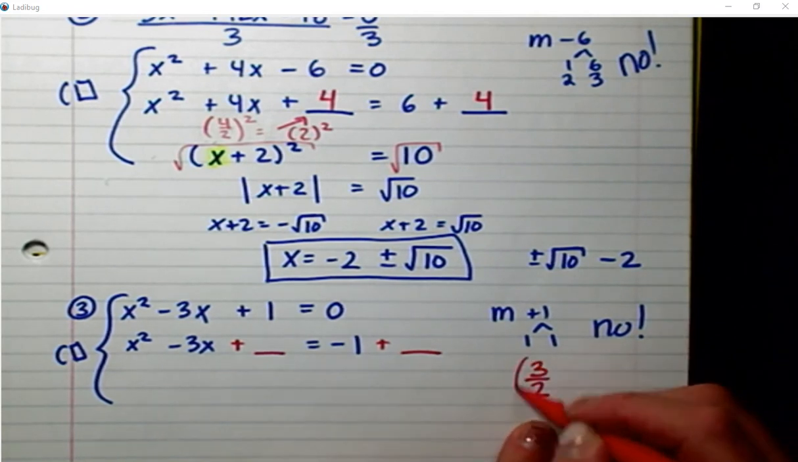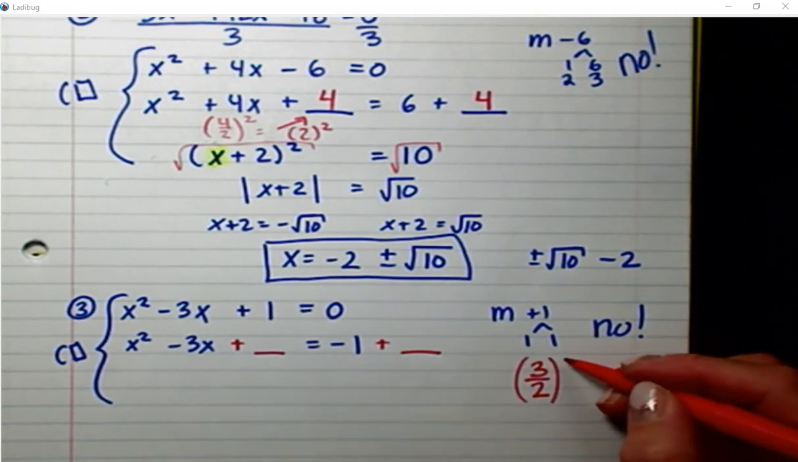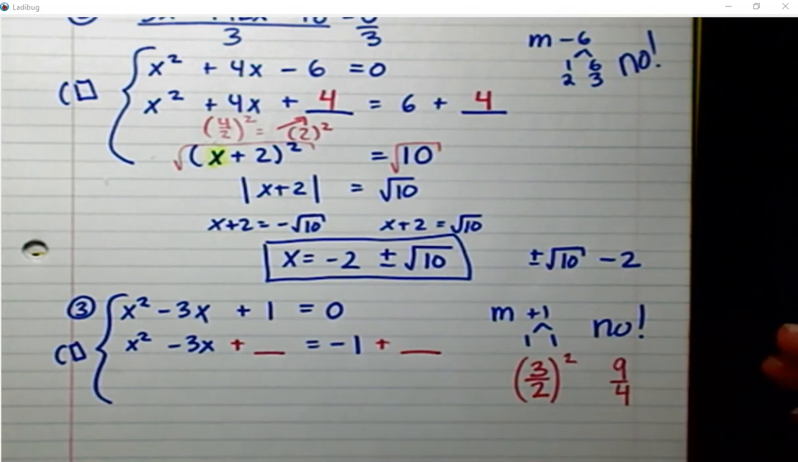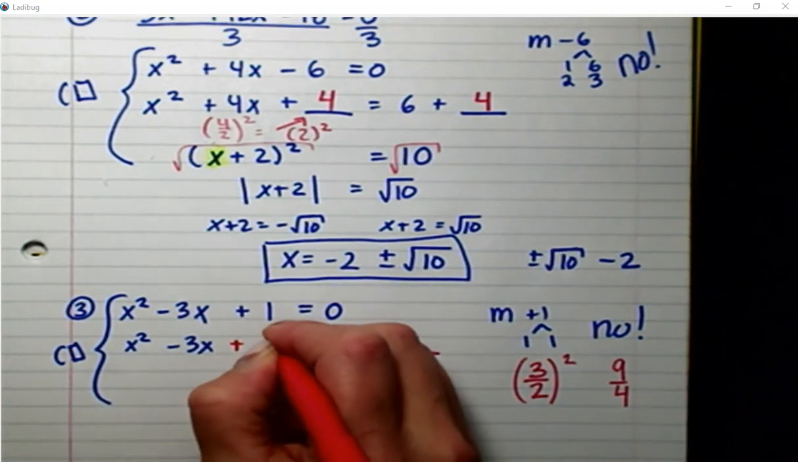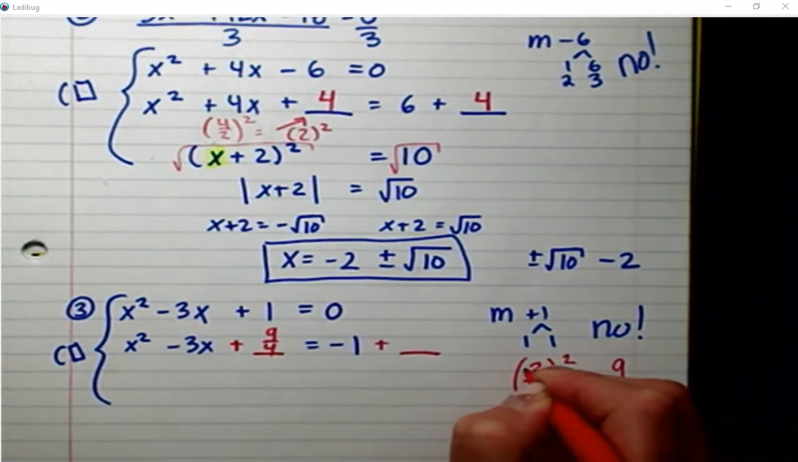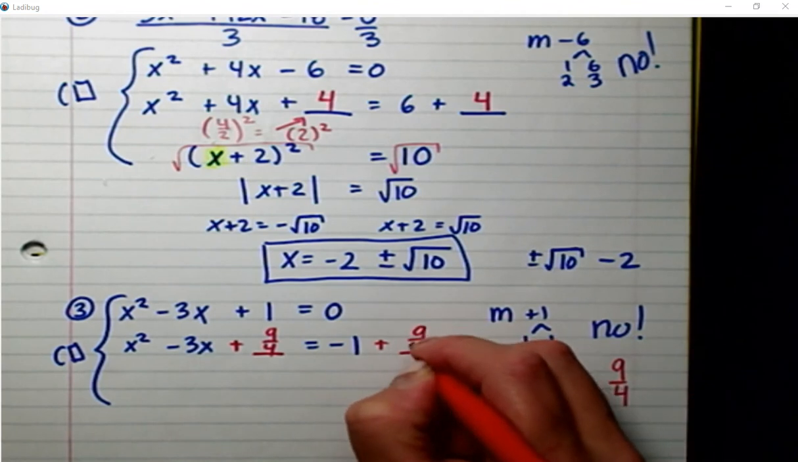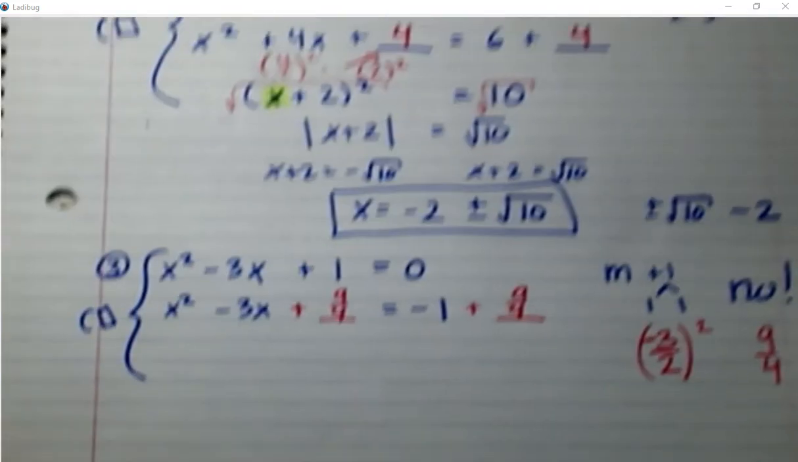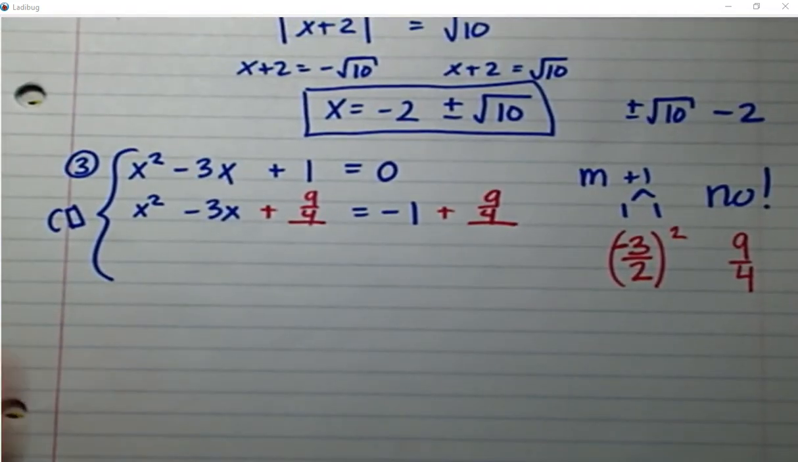So first he did 3 over 2. Then he said, wait, no, I want 9 over 4. Yes, because you need the last term. Okay, so 9 over 4 was our number. Wait, so wouldn't it be negative? No, because negative times negative is positive.